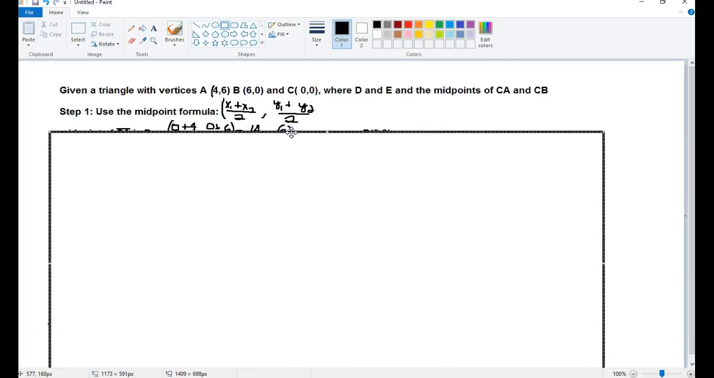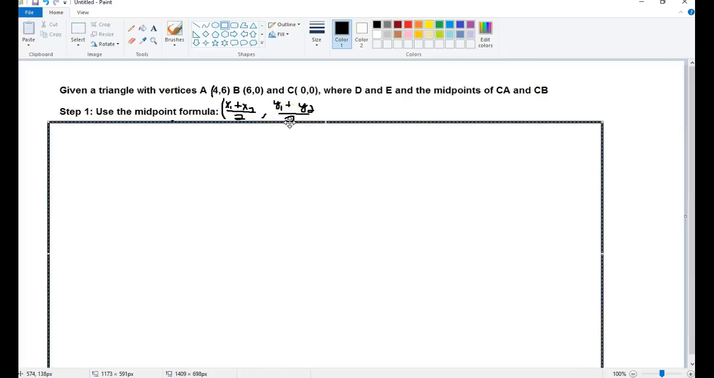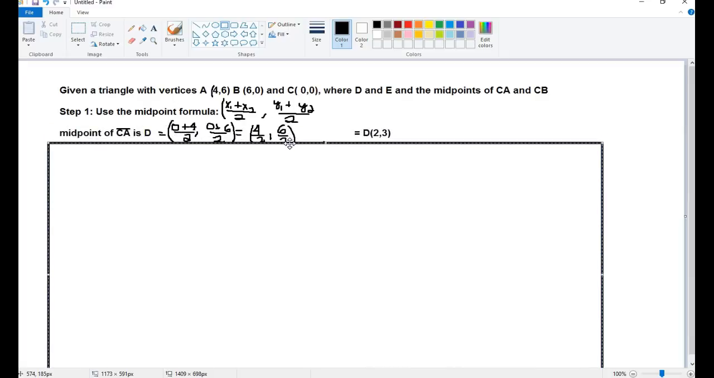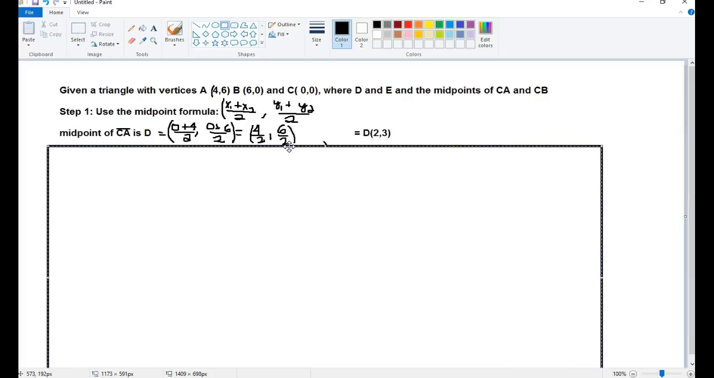So the first step is to find the midpoints. Remember what the midpoint formula is: (x1 plus x2) divided by 2, (y1 plus y2) divided by 2. So you take the 2 points that you're looking at, add them, and divide by 2. To get the midpoint of CA, we do 0 and 4, and 0 and 6: 0 plus 4 over 2, 0 plus 6 over 2, so 4 over 2, 6 over 2. D would be (2, 3).